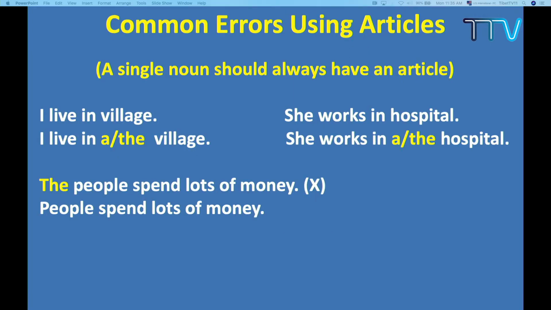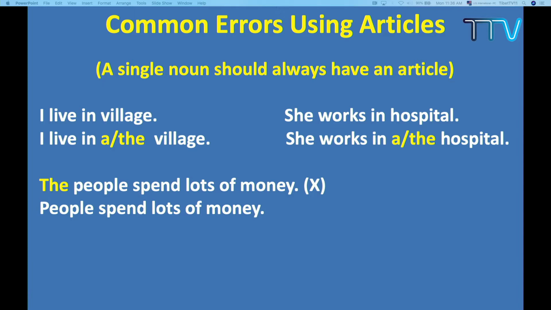Now, some more common errors. Using articles. There are so many things to say about the article. From this, I'm going to take out some of the errors related to articles. Very common. It's not a big deal. There is no need for you to worry when you make mistakes, because these are included in the common errors. For example, a single noun should always have an article.